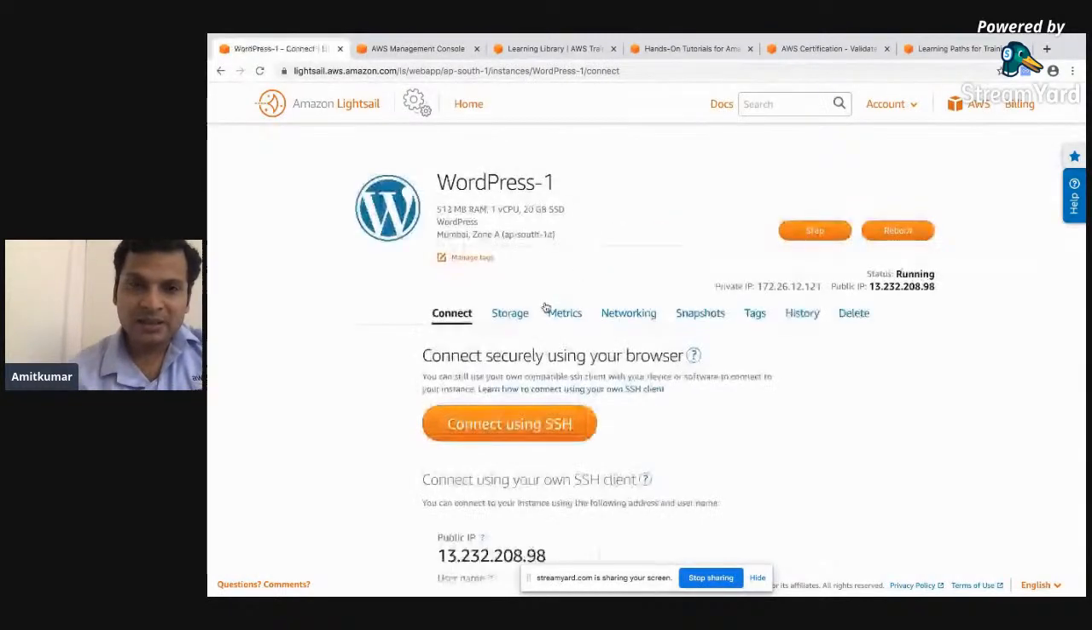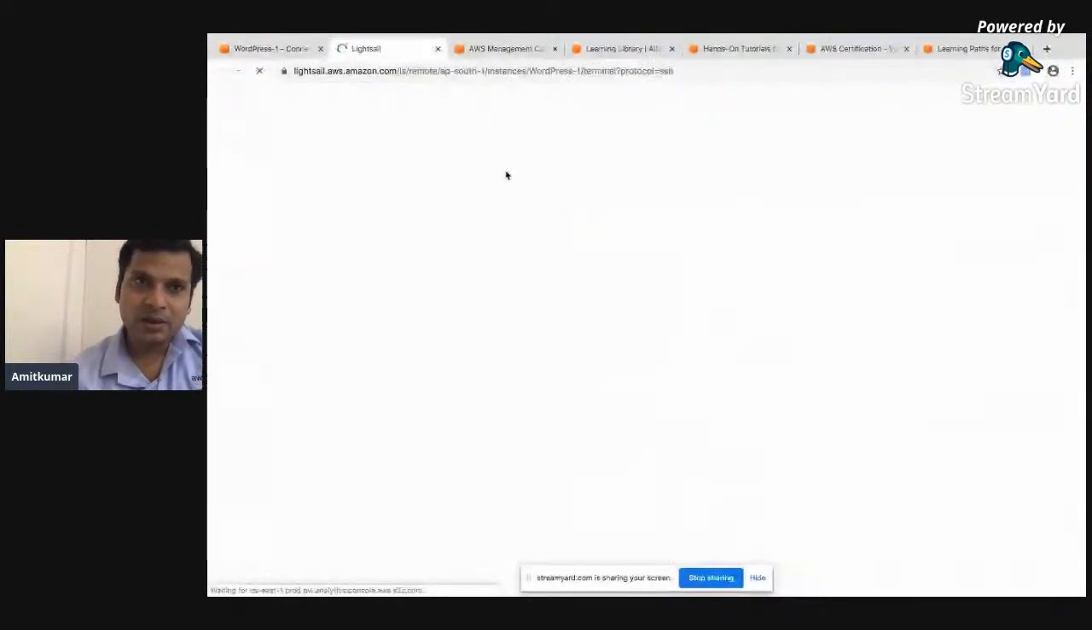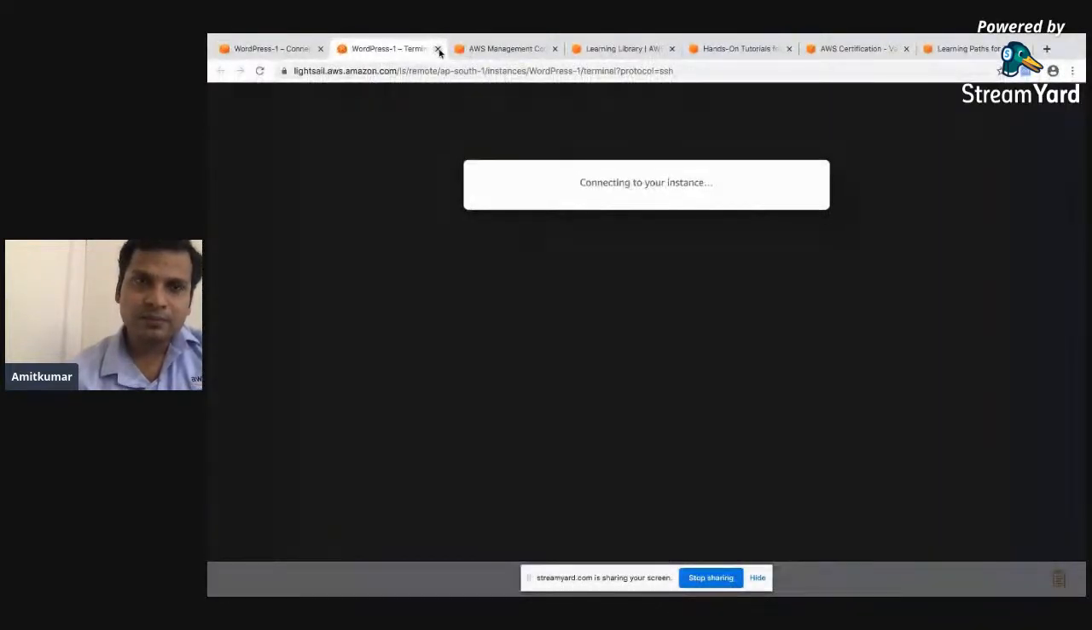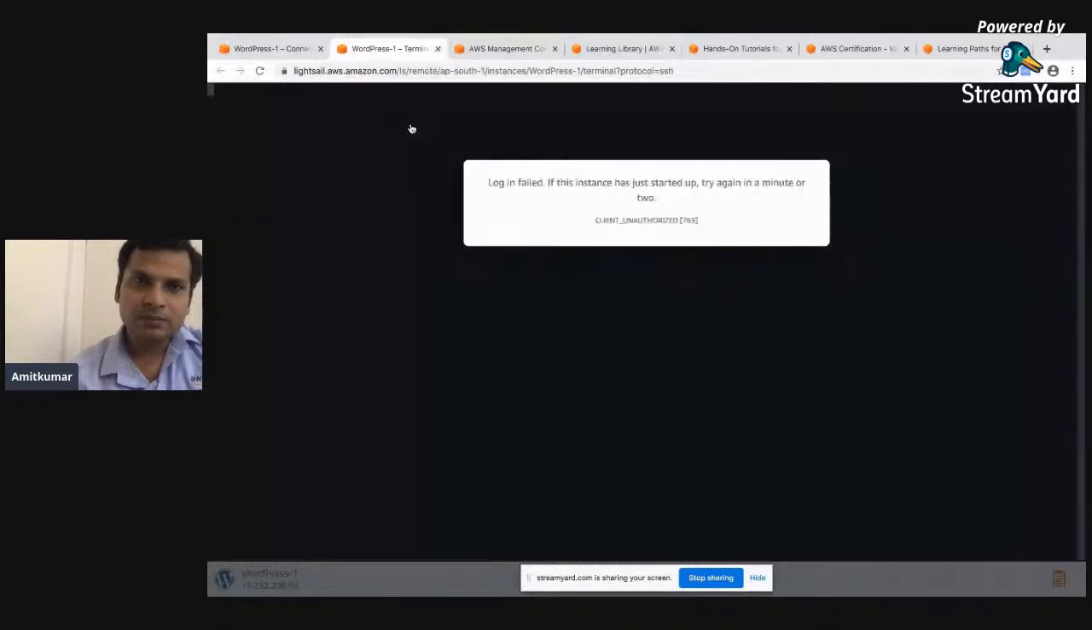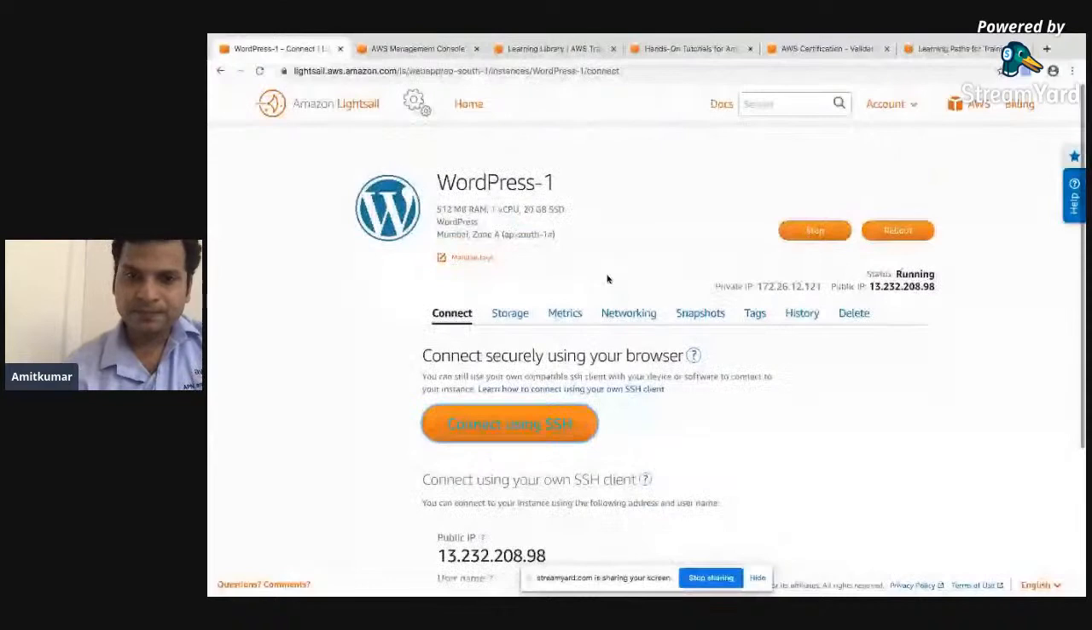So here is my instance. I can do an SSH, right? SSH is directly connecting to your instance. Okay, if the instance just started up, try again in a minute. So maybe the provisioning is still happening in the backend. Let's give it some more time.